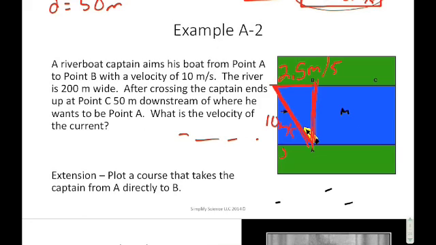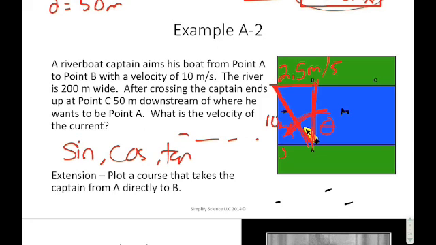So now it says plot a course. Well, in order to plot a course, really what you're trying to do is solve for this angle right here. In order to solve for that angle, you've got to know a little bit of trig. There's basically three trigonometric functions that you're interested in: sine, cosine, and tangent.